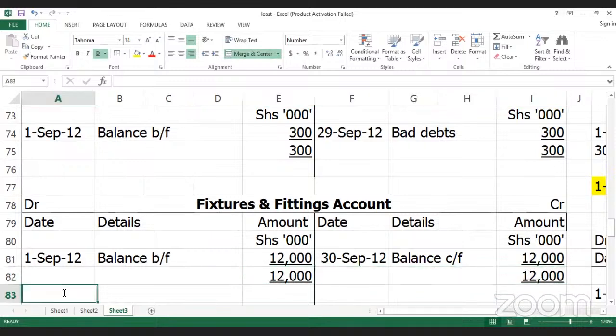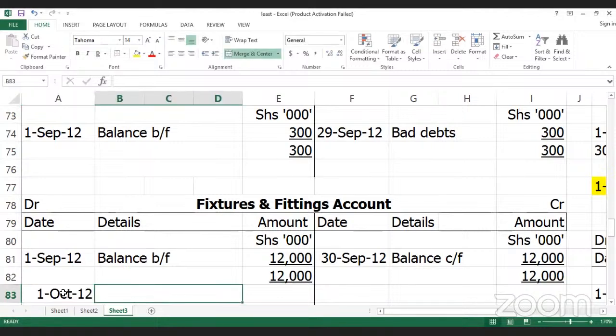So the opposite side, that's October balance.